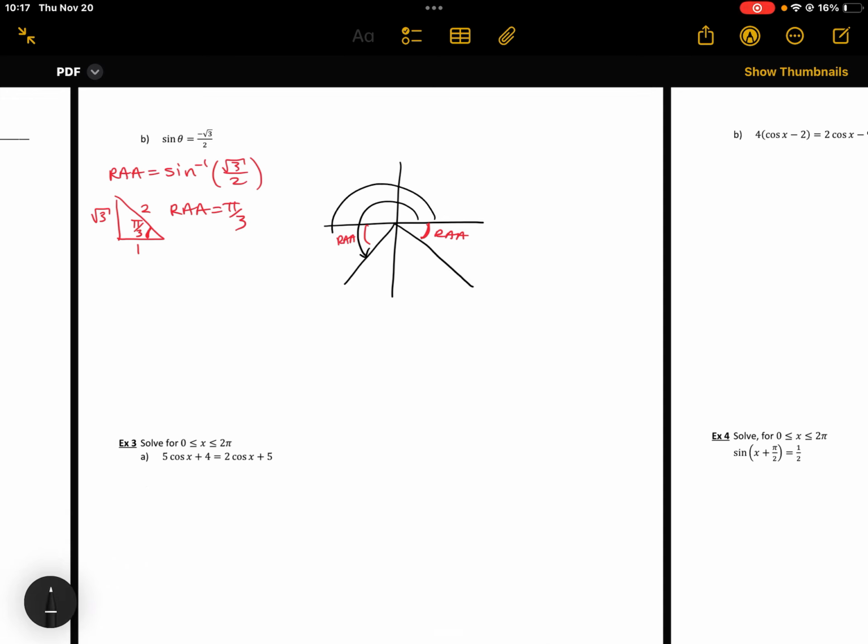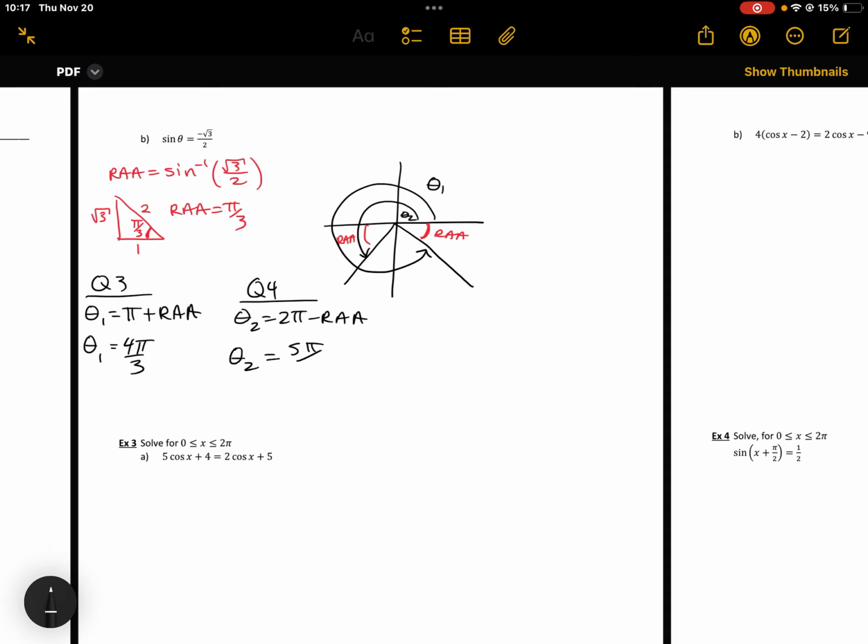Now I'm going to find my first solution and my second solution. So in quadrant 3, my solution for the angle for that equation is going to be pi plus my related acute angle, which would give me 4 pi over 3. And in quadrant 4, my solution is going to be 2 pi minus my related acute angle, which would give me 5 pi over 3.